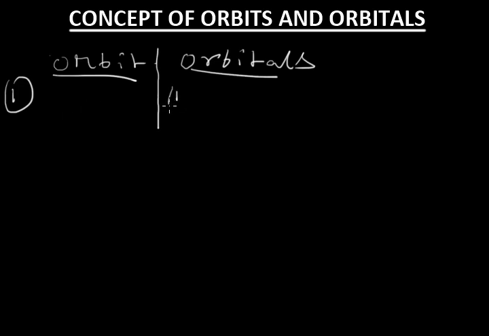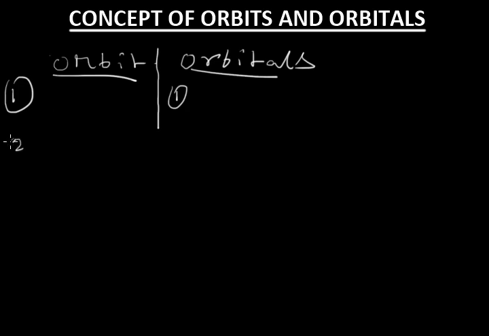Actually, the two-dimensional path along which an electron revolves around the nucleus is called an orbit. And what is an orbital? The three-dimensional region in space around the nucleus where the probability of finding an electron is maximum is called an orbital.